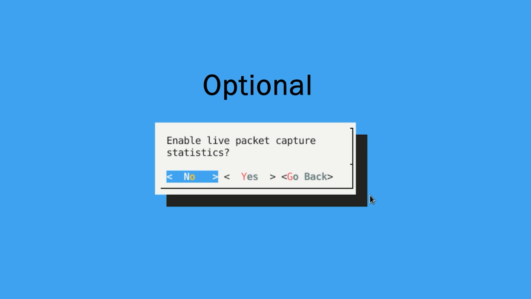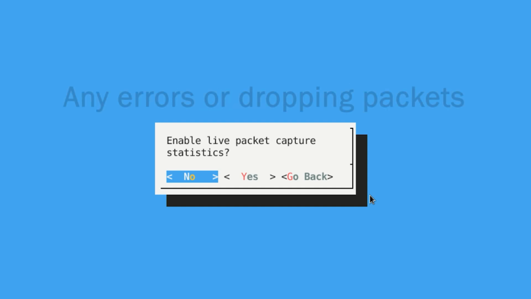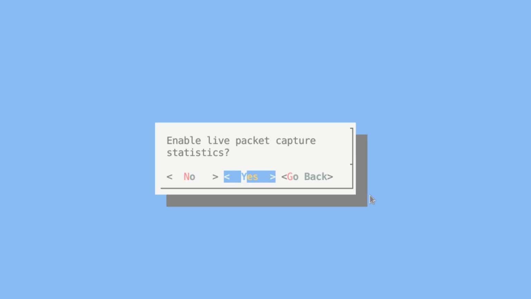This next part is optional but useful. It enables live packet capture statistics for Zeek and Suricata, collecting details like how much data has been captured, capture speed, and any errors or dropped packets. To enable the gathering of these statistics, select Yes.